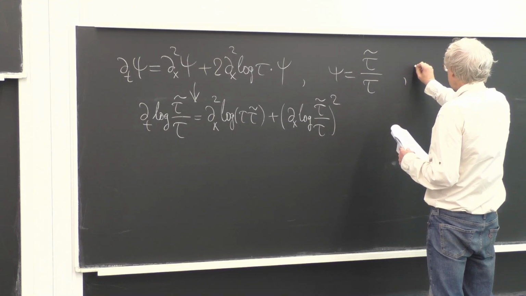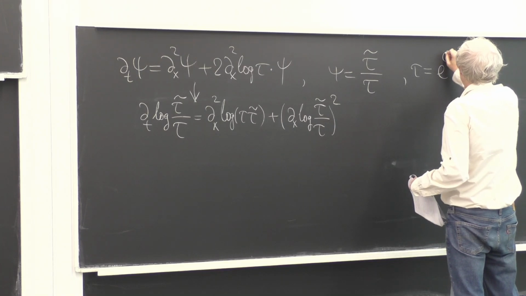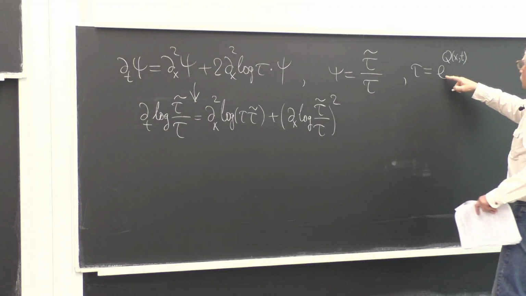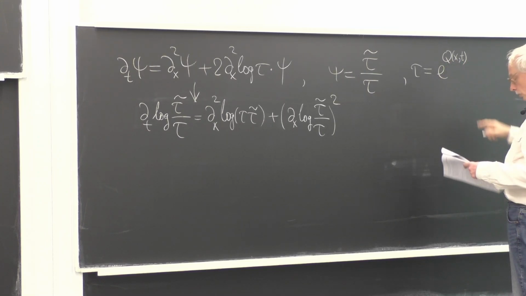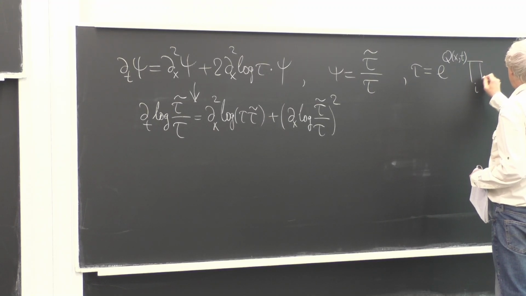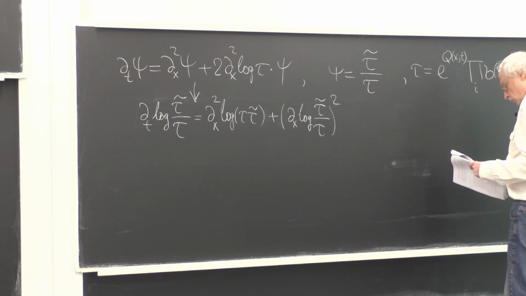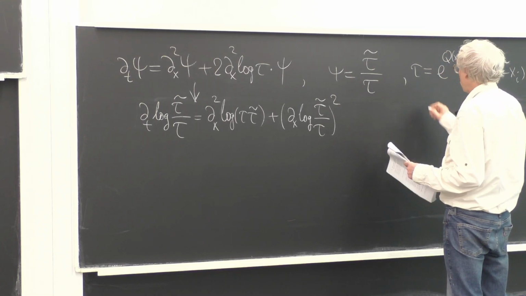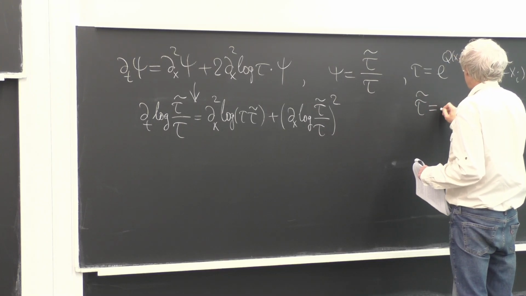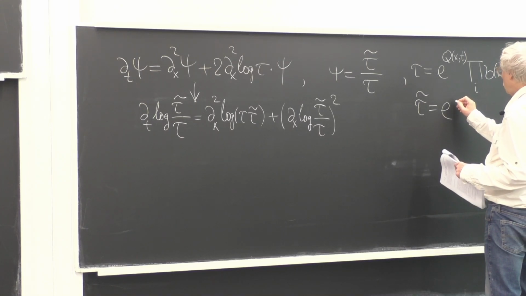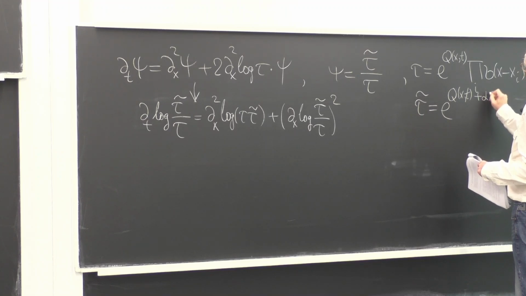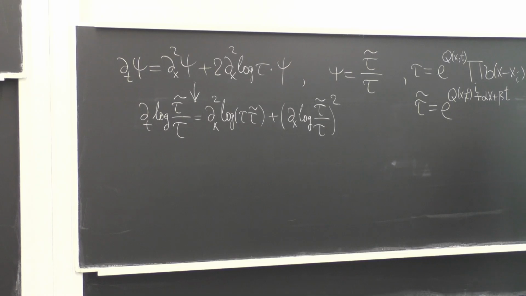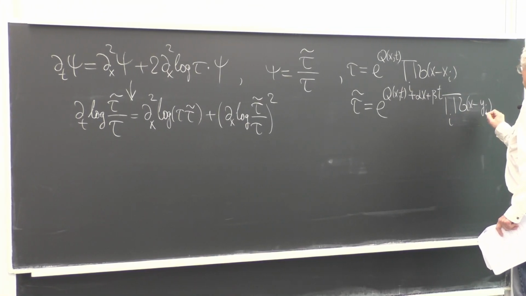So tau, in the elliptic case, we also have an exponent in front, and Q is some quadratic expression in x and t, times a product of sigma functions. And a similar ansatz for tau tilde: the same quadratic form plus possible linear terms in the exponent. The roots are yi.